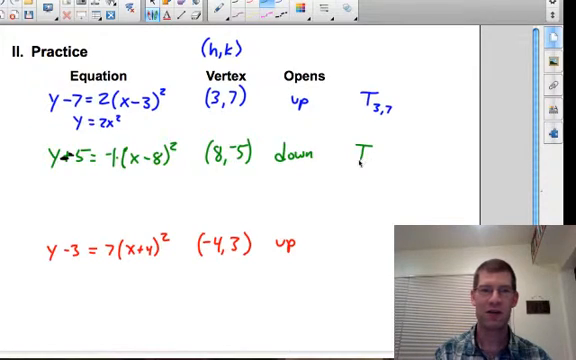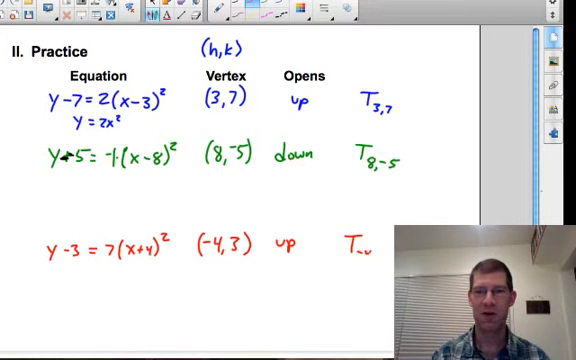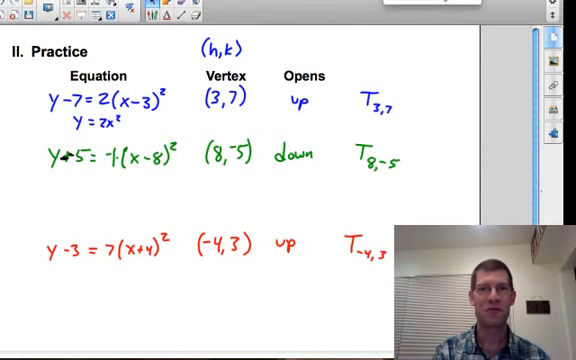This one here, which would have been y equals negative x squared if it had been a parabola centered at the origin, is moved 8 to the right, so T sub 8 comma 5 down would be the negative 5. And last but not least, T sub negative 4 comma 3. And that concludes the notes for section 3.